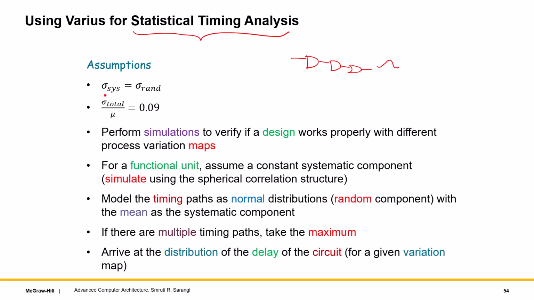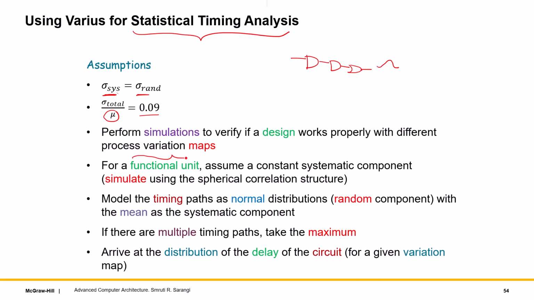So the assumptions are that let's assume sigma sys is equal to sigma rand. That's what VARIUS assumes, but again, it's not a hard and fast assumption. And let's assume that sigma total divided by mu is 0.09, right? So then we know how to compute sigma sys and rand from the previous formula. So essentially consider a large number of process variation maps, compute the systematic component using the spherical correlation, compute the random component.